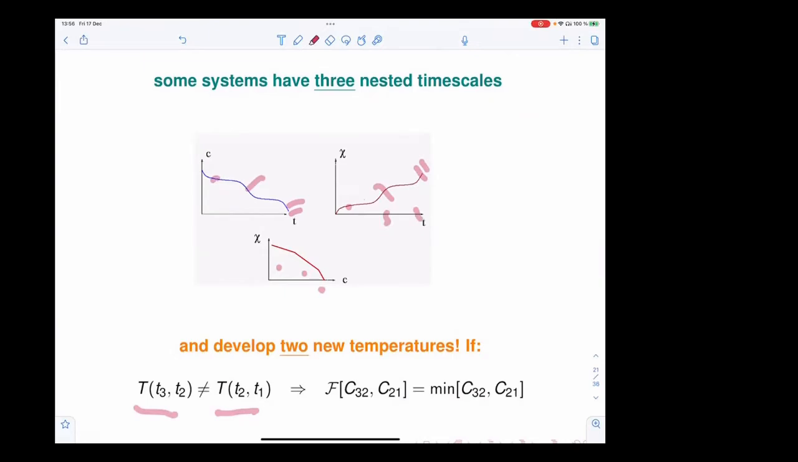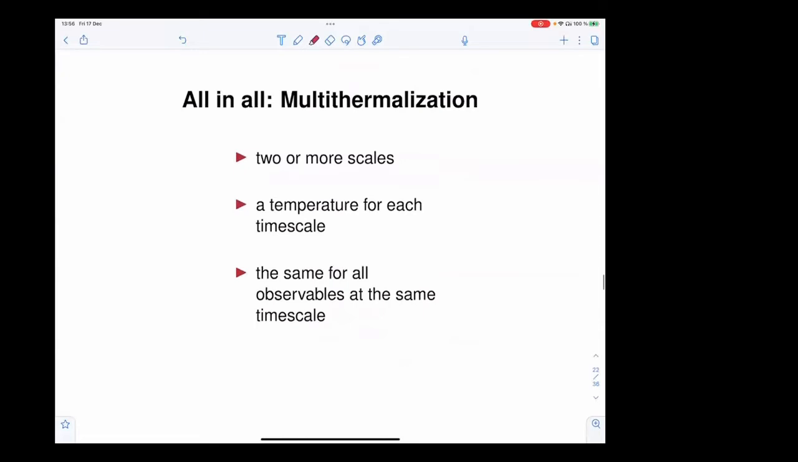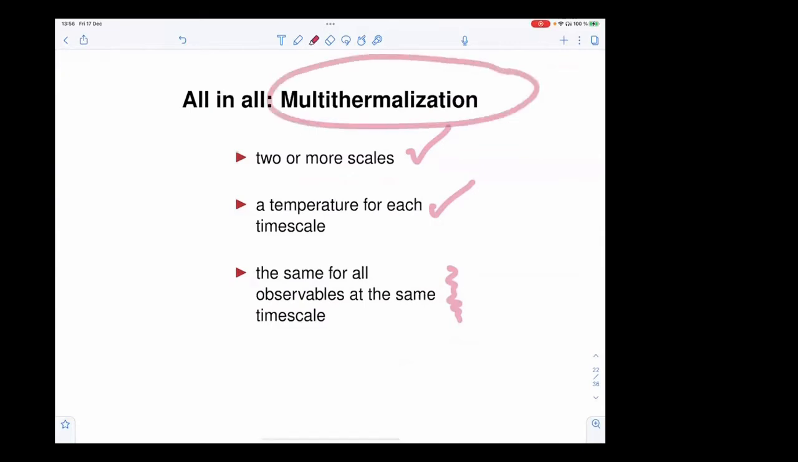So the moral of this is the system develops temperatures, it develops timescales. All observables in a timescale have the same temperature defined by fluctuation dissipation. But a very important thing is that if you want two different effective temperatures, then they can only be happening at very, very widely apart timescales. So this is what I will call multithermalization.